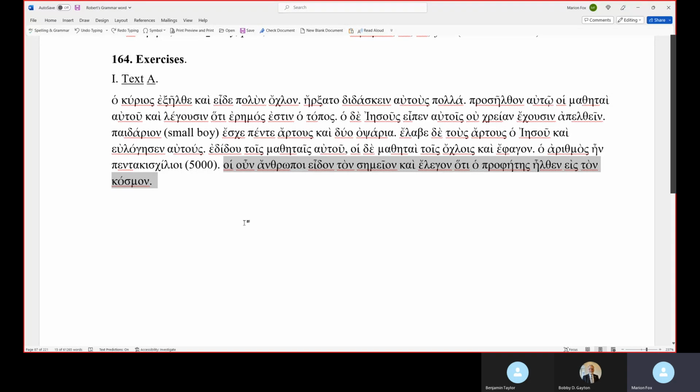But now, penta is 5, and kilioi is 1,000. So that's 5,000. Now, there's a lesson in this book right at the end of the book on numbers. And some numbers are declinable and some are not. Okay. Next one. Oh, wait a second. Arithmos. Our word arithmetic comes from it, doesn't it? Numbers. Arithmos.